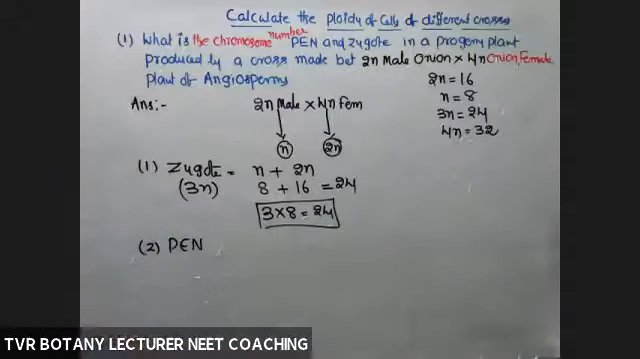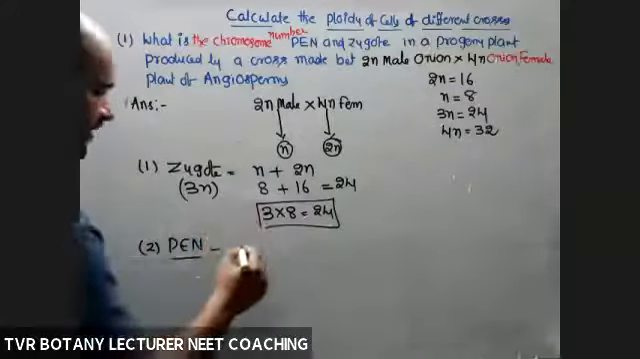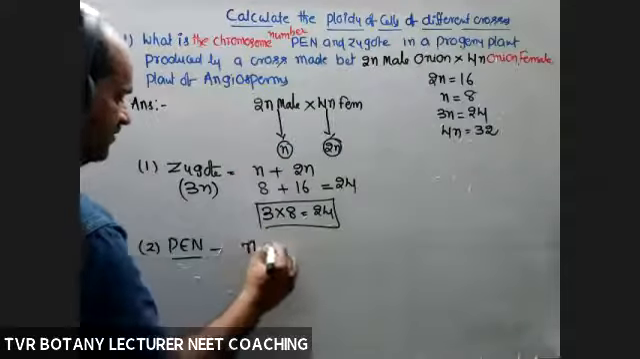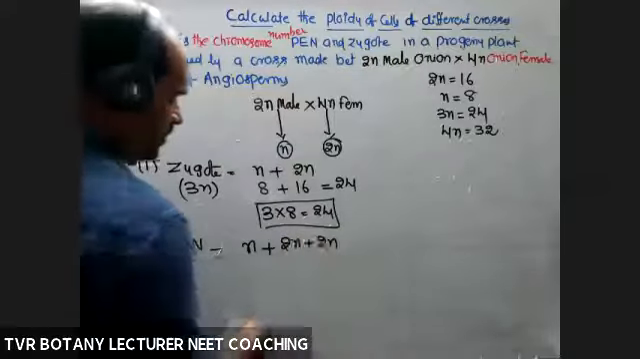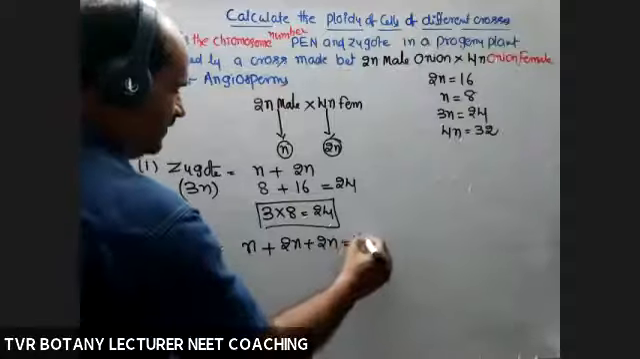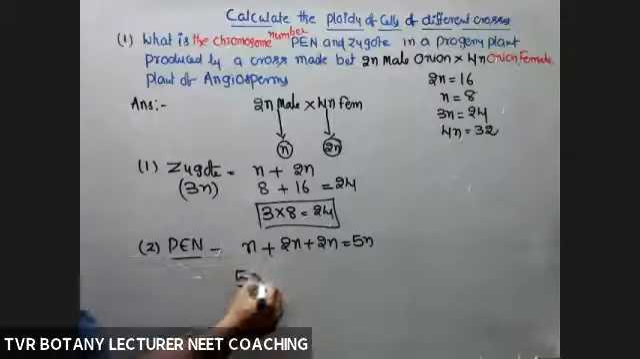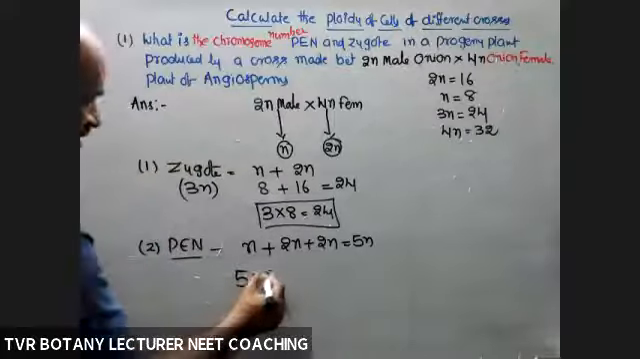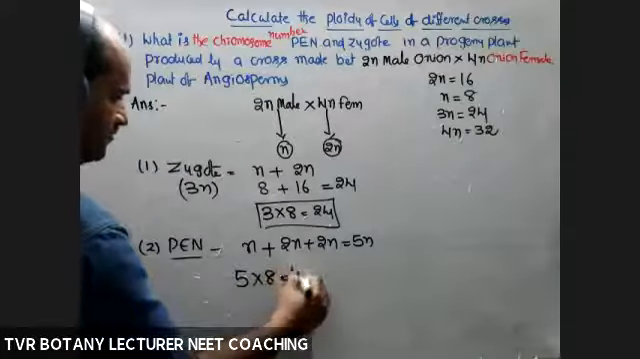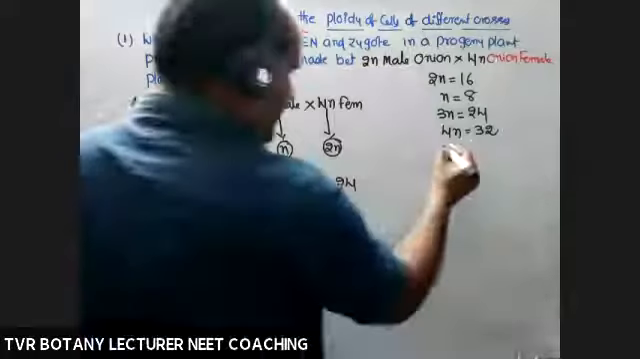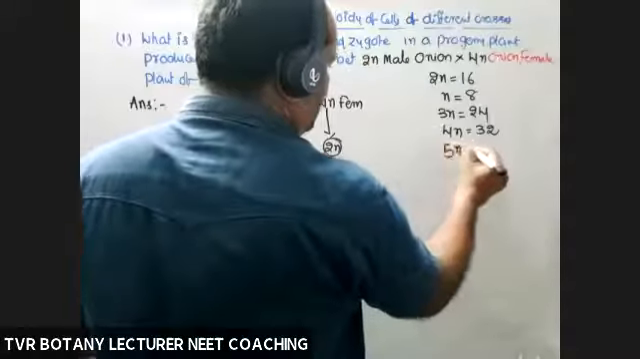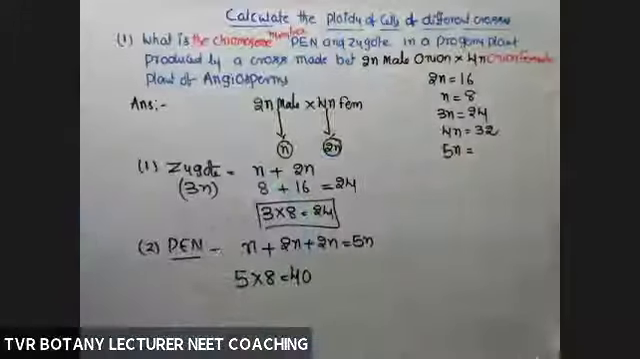And second one, PEN, primary endosperm nucleus. So to produce a PEN, what about the requirements? First, decide the requirement. Male haploid plus female 2 cells required, 2 nuclei required. So what about the ploidy of this one? 5n, or simply 5 into the haploid set of chromosomes. How many? 8. 40 chromosomes. Okay, is it clear? Any objection? You have to prepare data like this, easy. 5 into 8, 40.